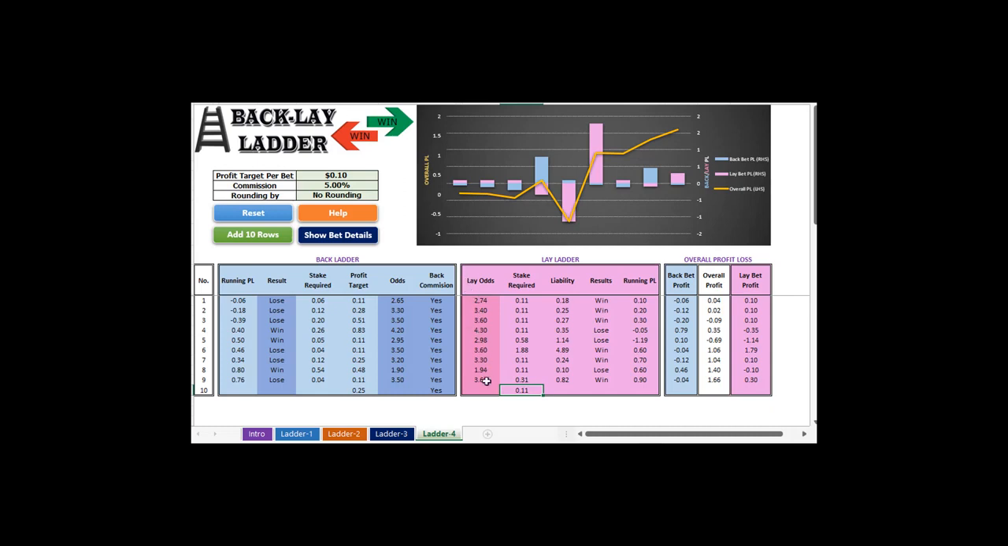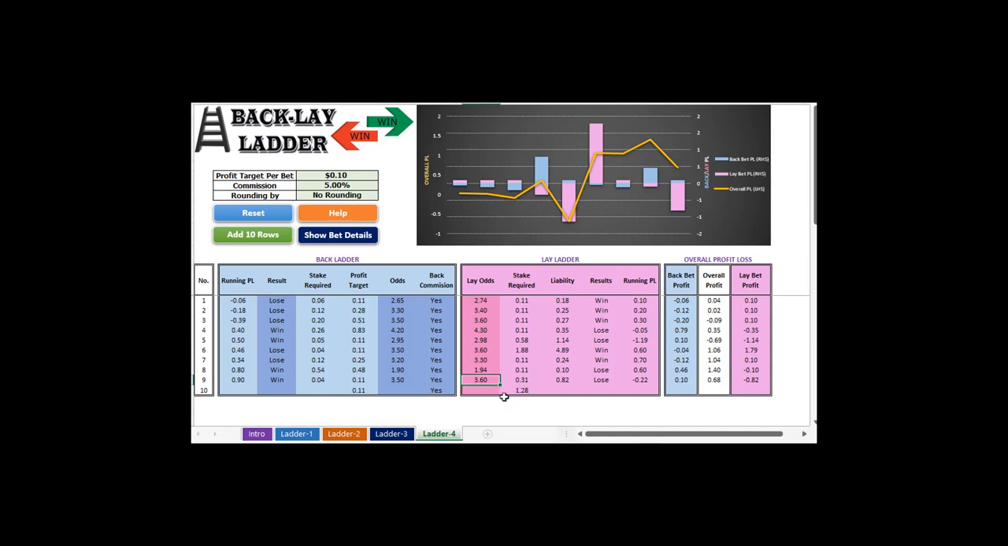Obviously you would put the lay odds in as you do the bets. Why do we have to put the bets in when we already know the staking? Because it works out what the liability is. If this bet here was to lose, let's just put win. We can see here now, see how much it's jumped.